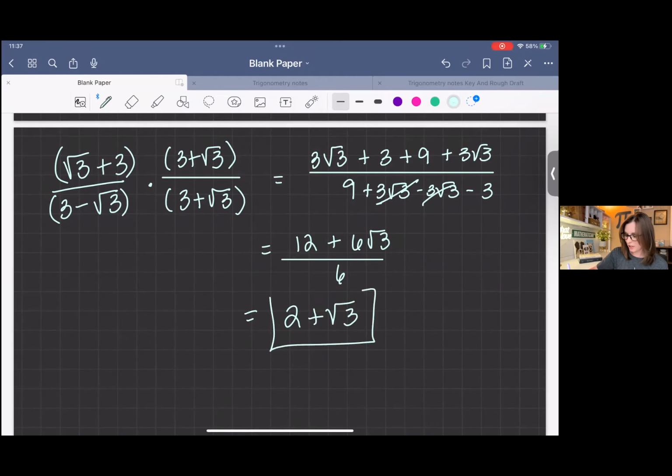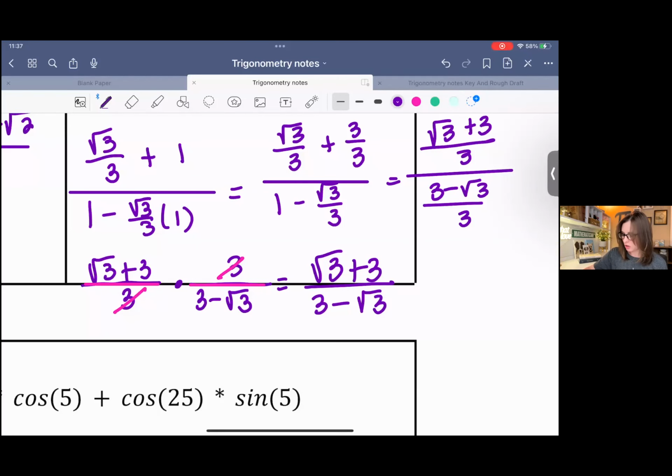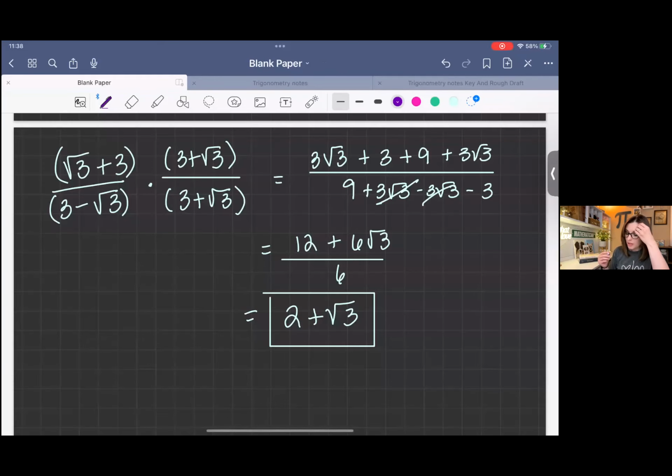Can you believe that? All that for that nice, neat little answer. So this simplifies into 2 plus square root 3. And that is the solution. That was a lot of work for that little solution right there. But that's how you're going to do that.